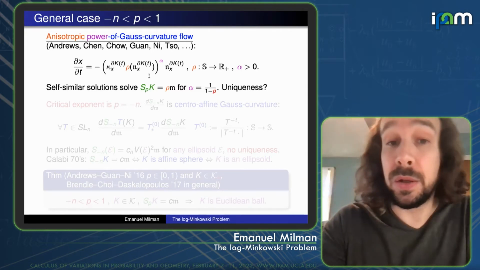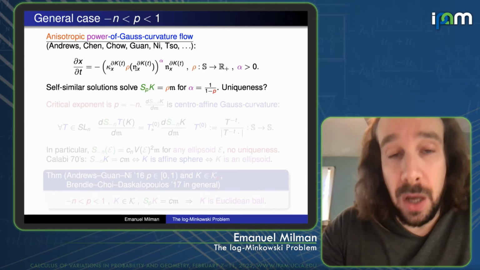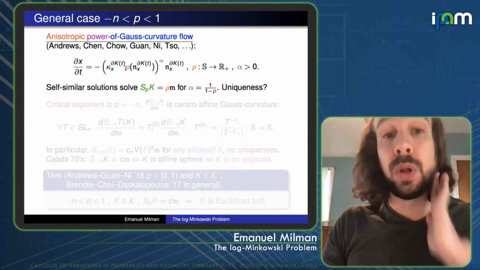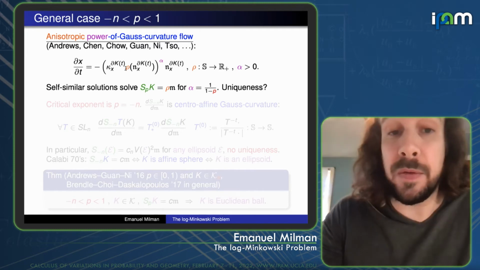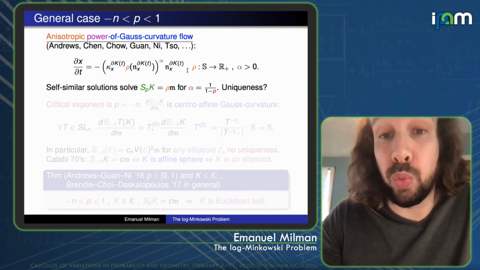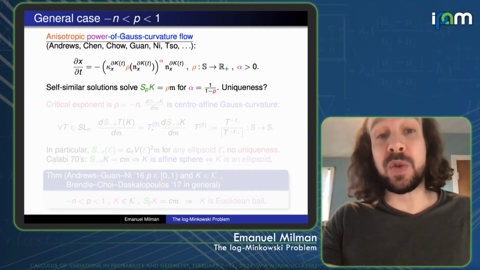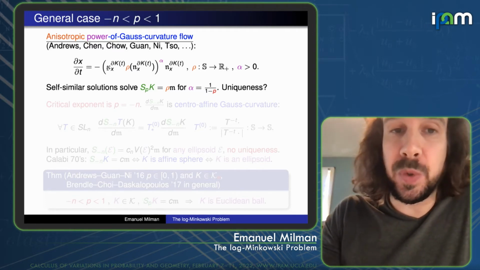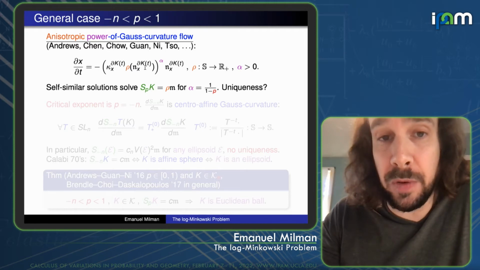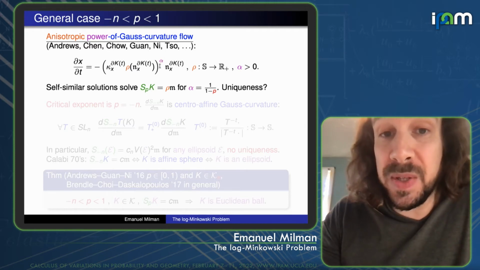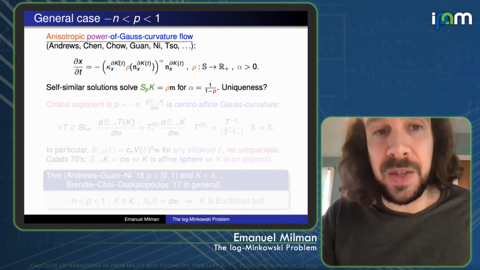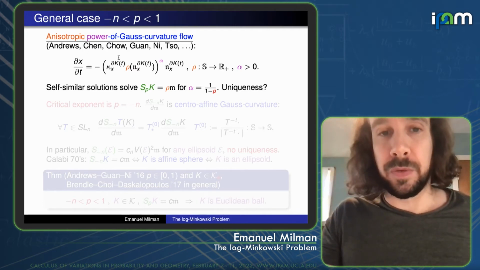One generalization that you could study is to, instead of assuming that the waves hit the stone with equal likelihood from all directions, maybe you have some anisotropic potential rho. So this is called the anisotropic flow. And a second generalization is, instead of assuming that you're proportional to the Gauss curvature, maybe you're proportional to some positive power alpha of the Gauss curvature. So this is called the anisotropic power of Gauss curvature flow.